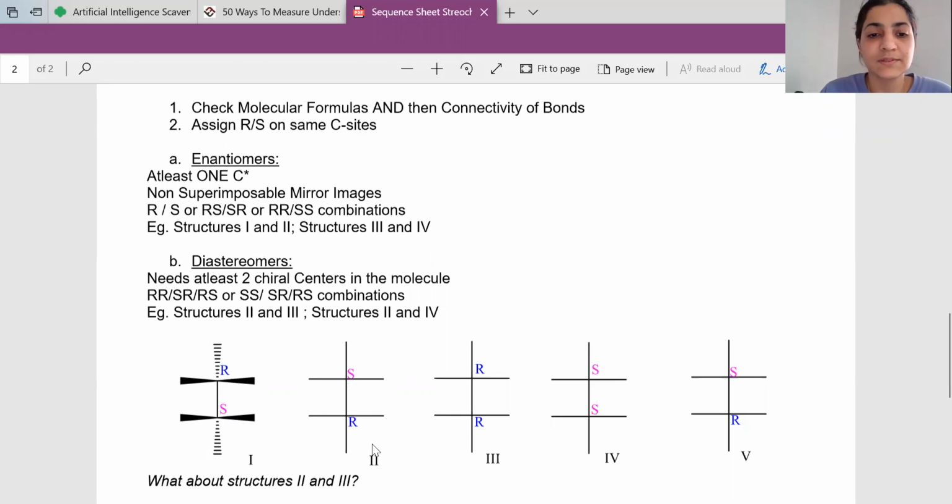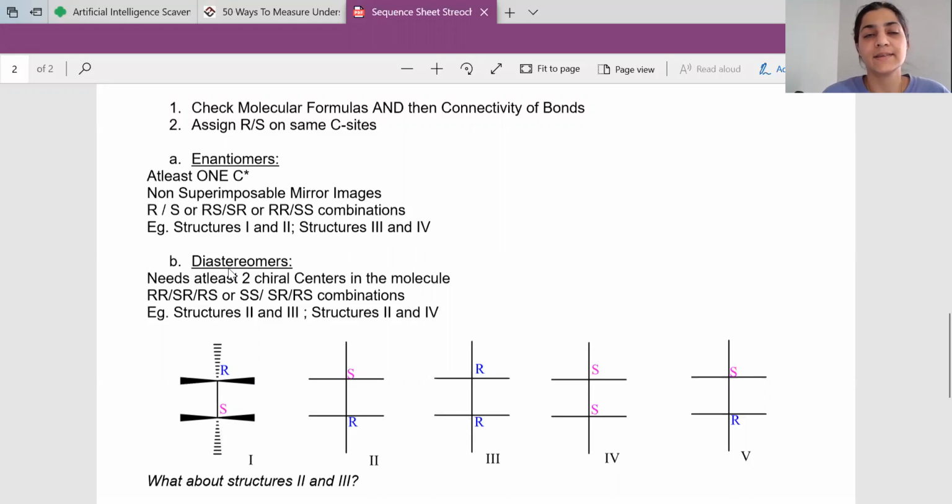Another set of examples which are an enantiomeric pair are between these two structures. At the same chiral site it is R, and at the same chiral site on the other it is S. At this second chiral carbon, it is R. And exactly at the same chiral carbon, it is S. What we see is an RR-SS combination. So structures 1 and 2 are enantiomers to each other. Structures 3 and 4 are enantiomers to each other.